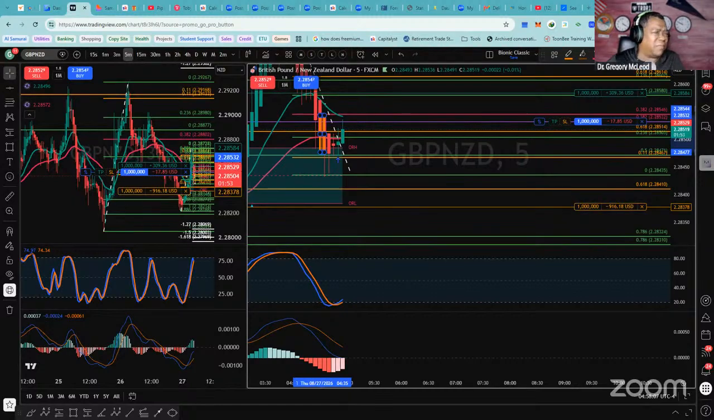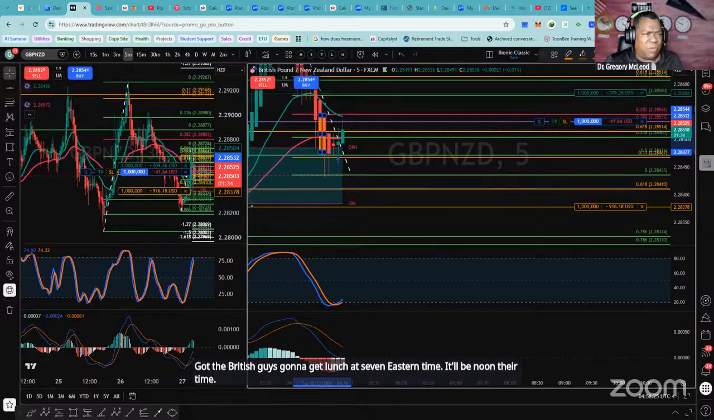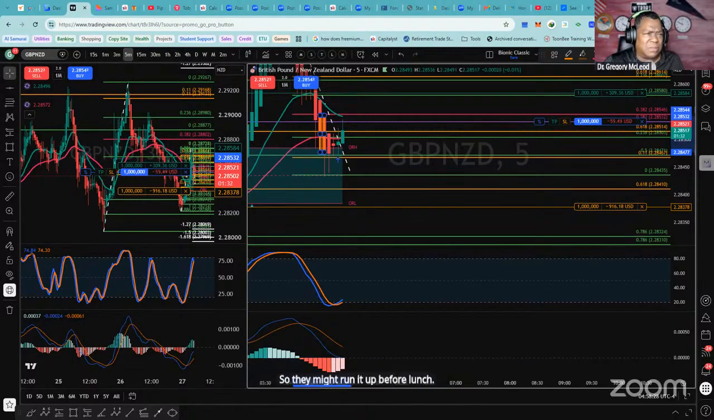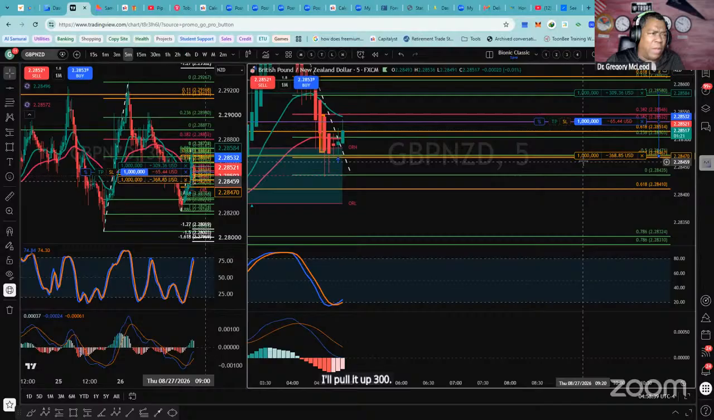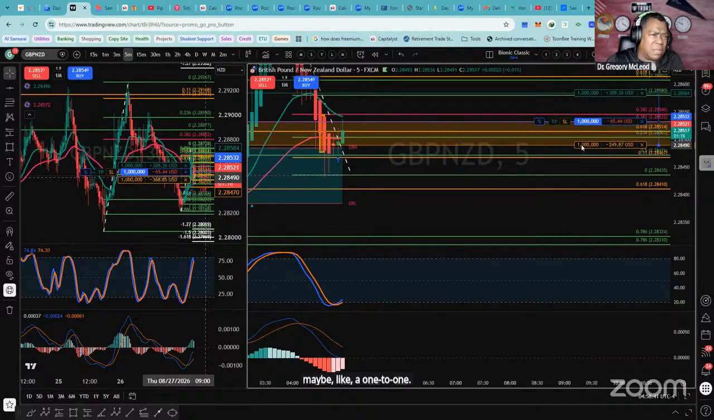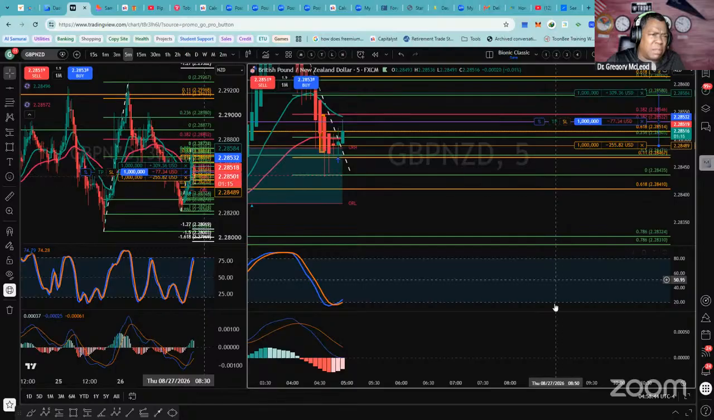Let's go. We have our 5 o'clock candle coming in 2 minutes. Got the British guys gonna get lunch at 7 Eastern time. It'll be noon their time, so they might run it up before lunch. Might even move my stop up. I don't want to lose $900. Let's move it up 300. Maybe like a 1-to-1. There we go.